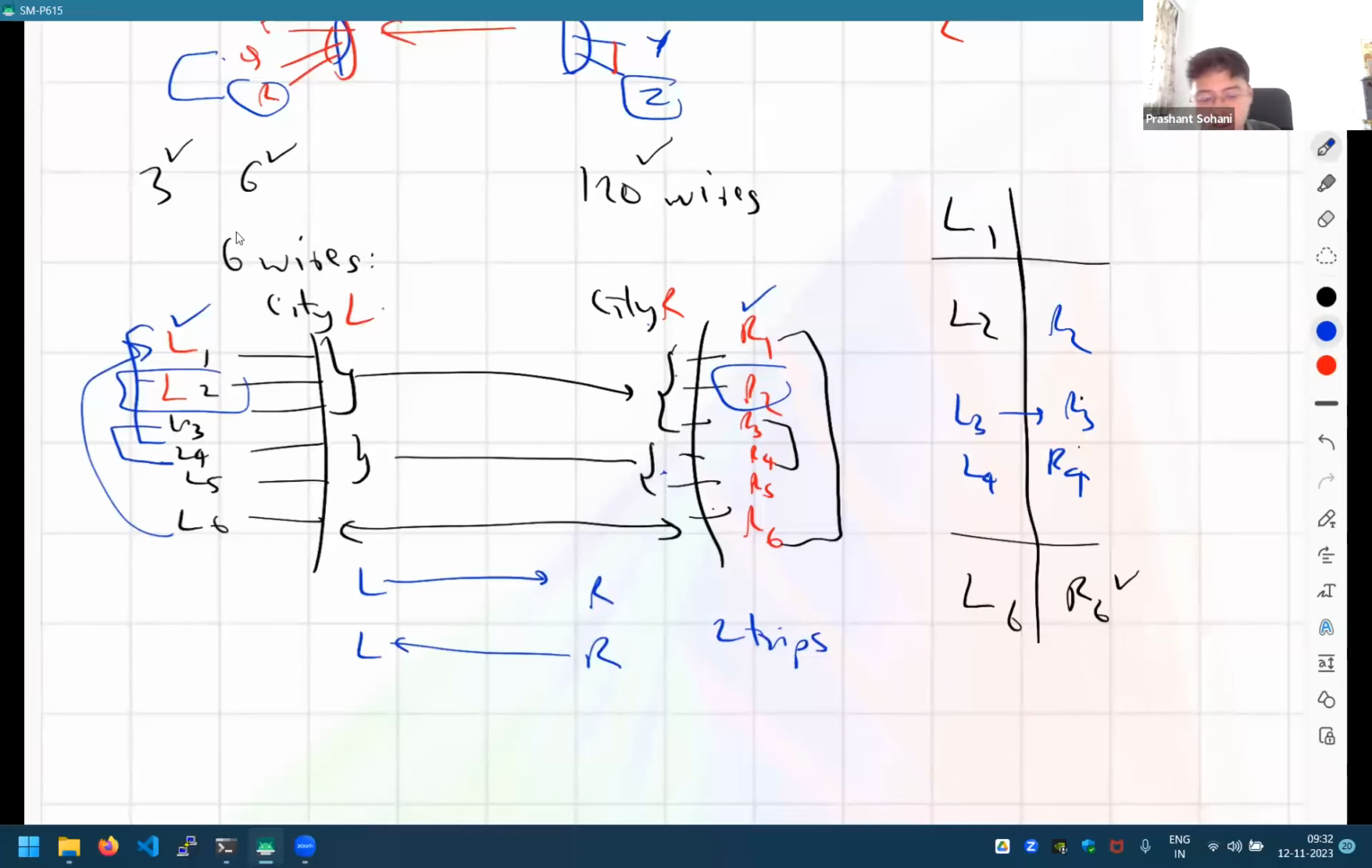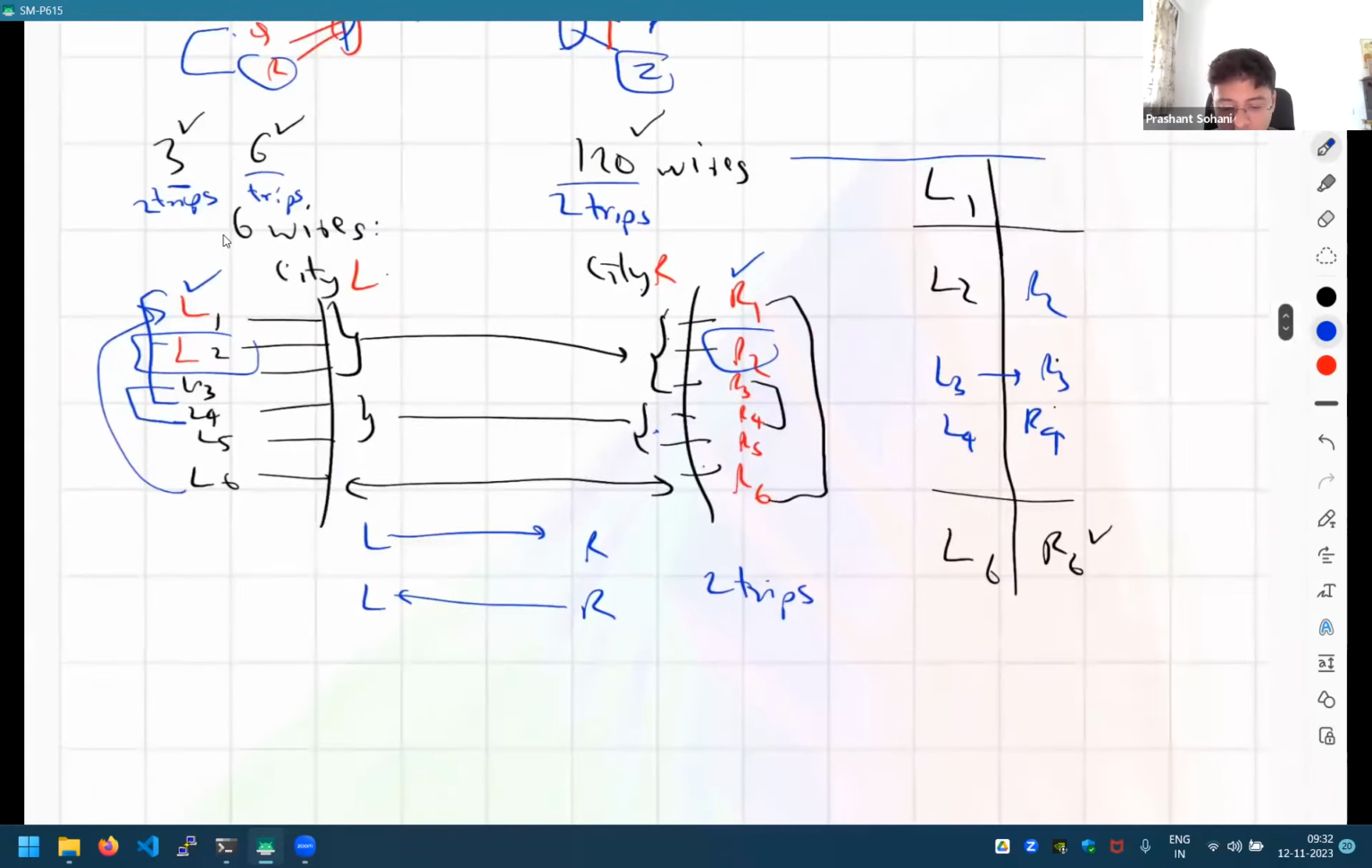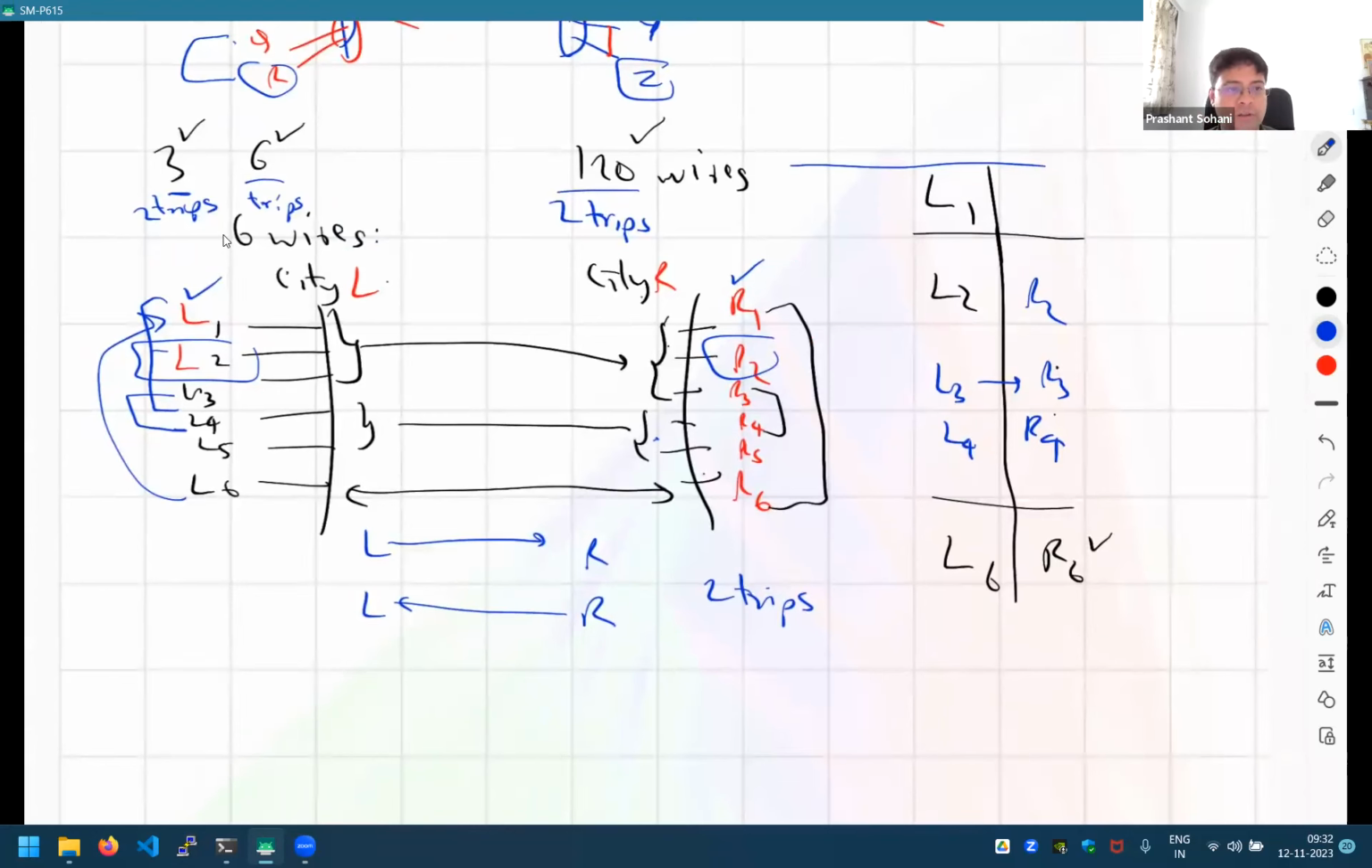So it is interesting that for three wires also we require two trips, and for six wires also we require two trips. So this is my claim that for 120 wires also we require two trips. In fact, for any number of wires, you can solve this problem with just two trips. Okay, but I will not disclose the algorithm for that. I'll give it as an open problem for you. We'll discuss next time. But one important property we used in all of this about 3, 6 and 120.